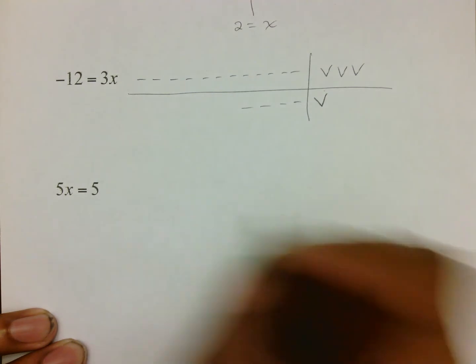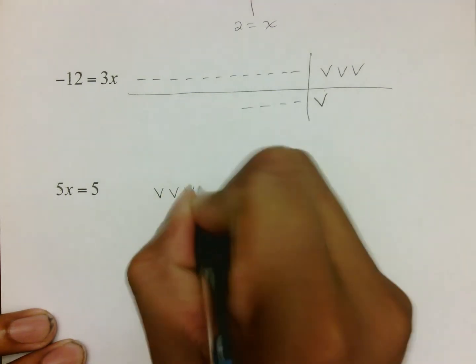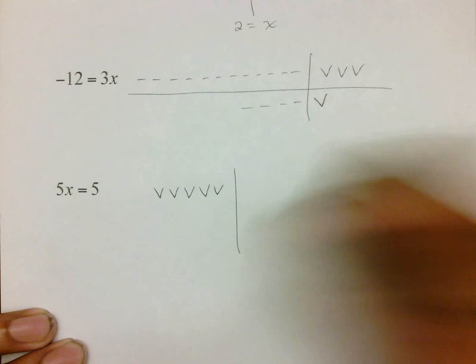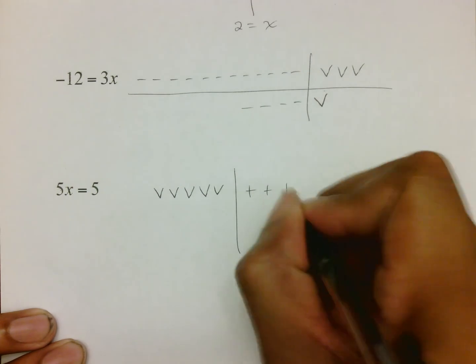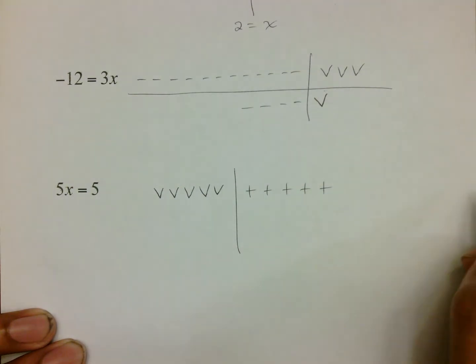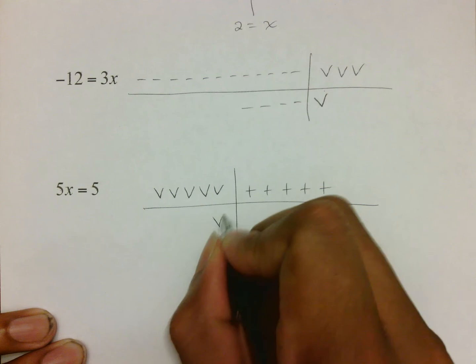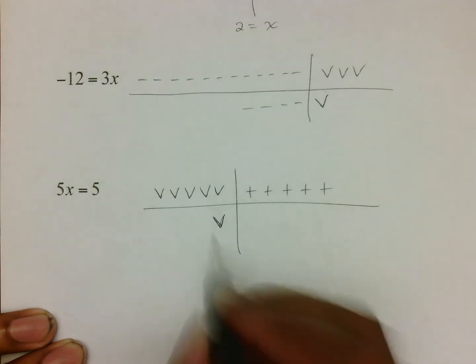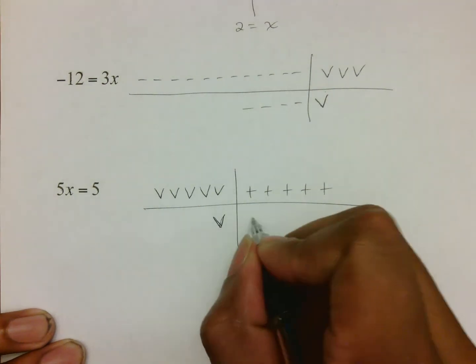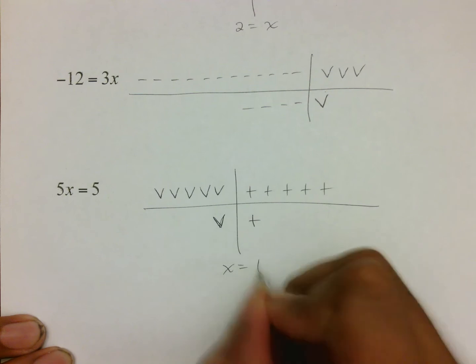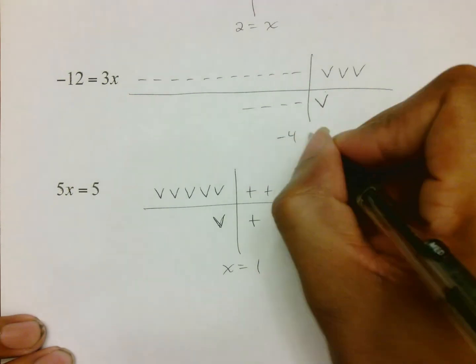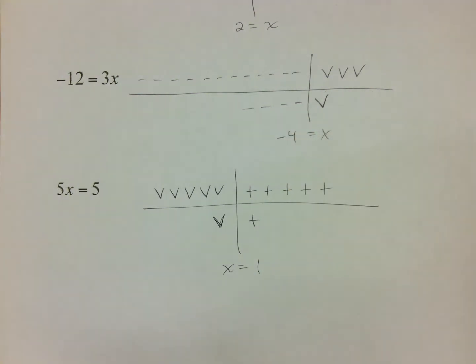5x equals 5. 1, 2, 3, 4, 5 cups. Equals means a wall. 1, 2, 3, 4, 5 pluses. Because the cups are alone, we can go straight to the answer. And of course, if there are 5 things for 5 cups, there should only be one thing per cup. By the way, this would be negative 4 equals x up there. But anyway, that is the general idea of what you should have had.